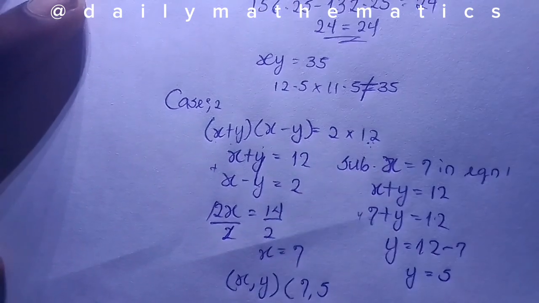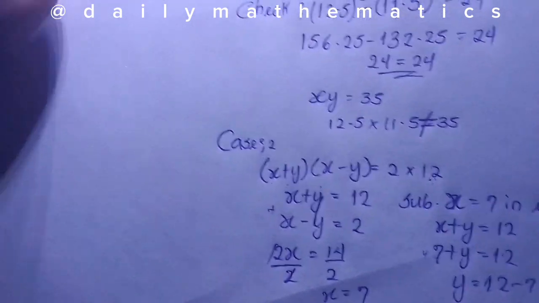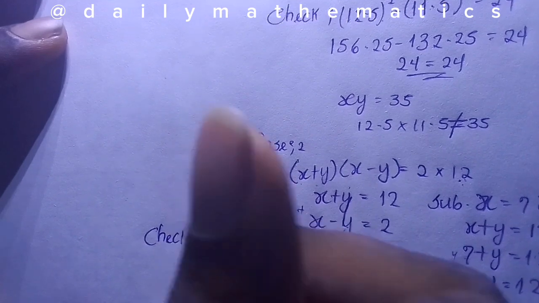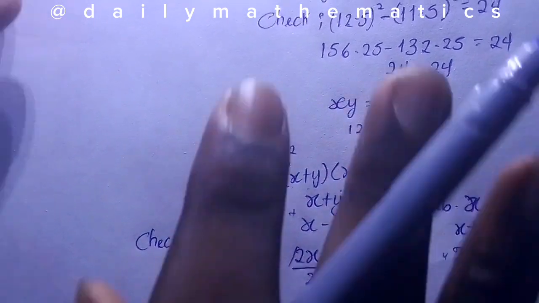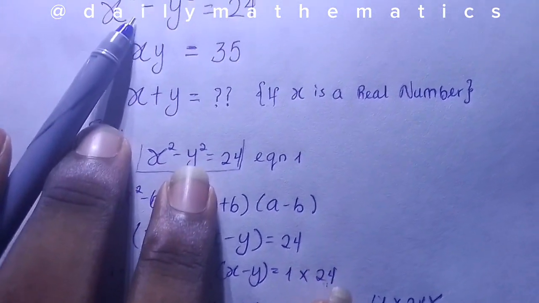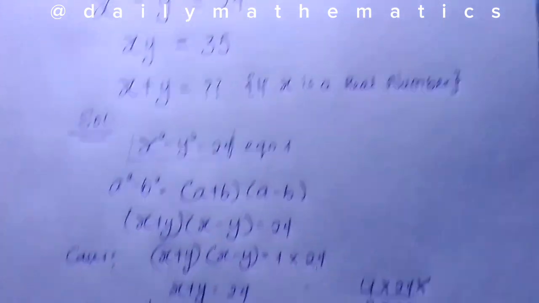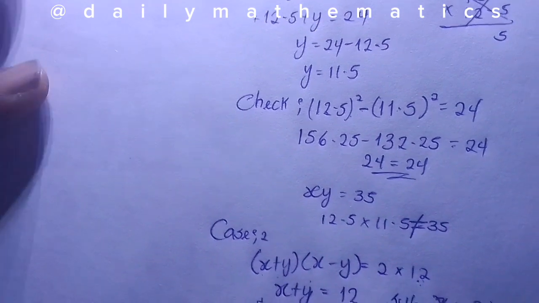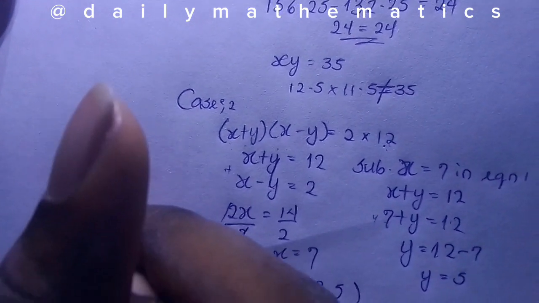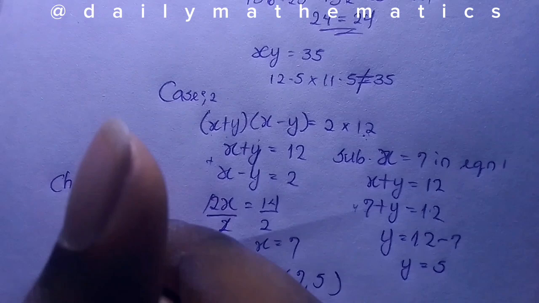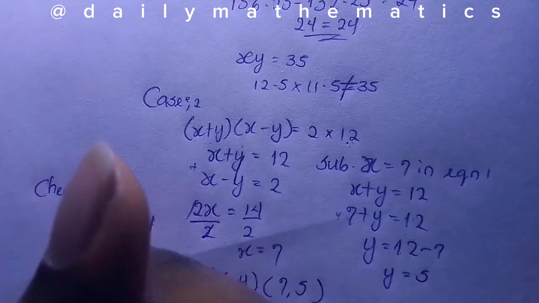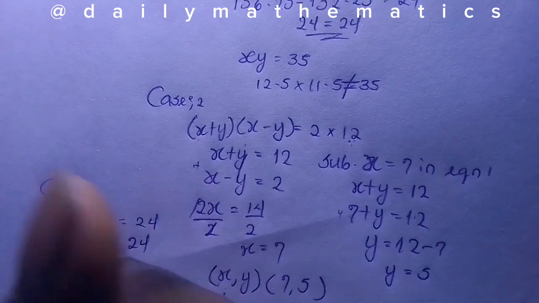So let's check if it is correct for case 2. The original question says x squared minus y squared equals 24. Let's check if it is correct. Now x is 7, so 7 squared, which is 49, minus 5 squared, which is 25, equals what? Does it equal 24? So 24 equals 24. It is correct for the first equation.